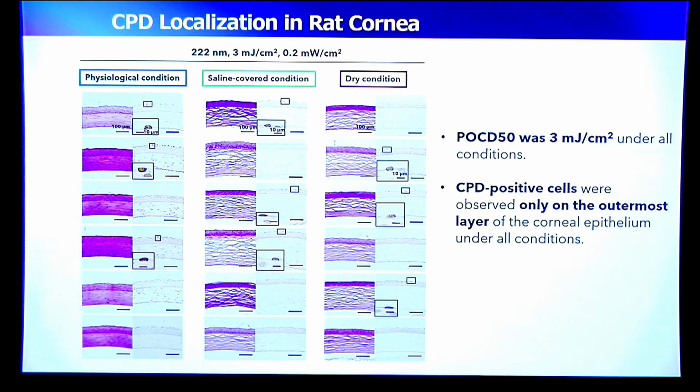The left panel shows the physiological condition, the middle panel shows the saline-covered condition, and the right panel shows the dry condition. Interestingly, PCOD 50 was 3 mJ/cm² and CPD was observed only in the outermost layer of the cornea in all 3 conditions. This means that most 222 nanometer Far-UVC will penetrate the tear layer. Unfortunately, the tear layer is not expected to have a protective effect on corneal epithelium in rat.